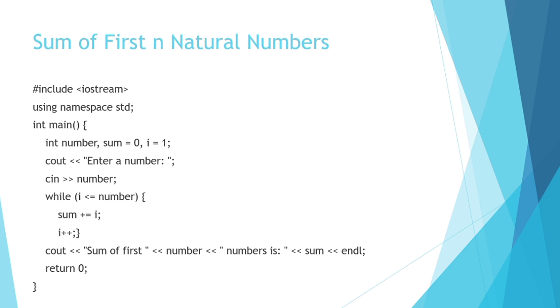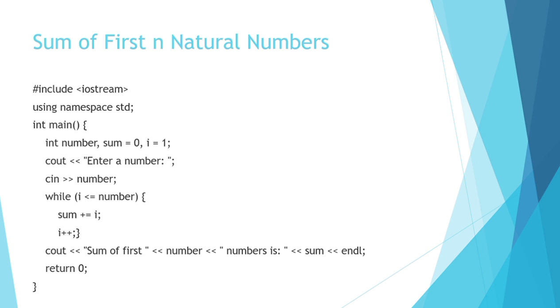Sum of first n natural numbers. #include <iostream>. This line includes the input-output stream library in C++, which provides functionality for input and output operations. This allows us to use cin for input and cout for output.